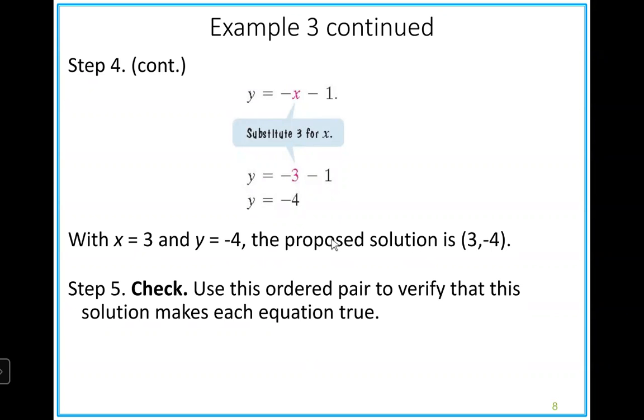And that's the solution. Now, basically what this is saying is that if you were to draw a graph for these two equations, the point at which they meet would be (3, -4). So let's say 3 is here and -4 is there. The two lines would meet at that point, (3, -4). Okay, so you could check to make sure it works for both.